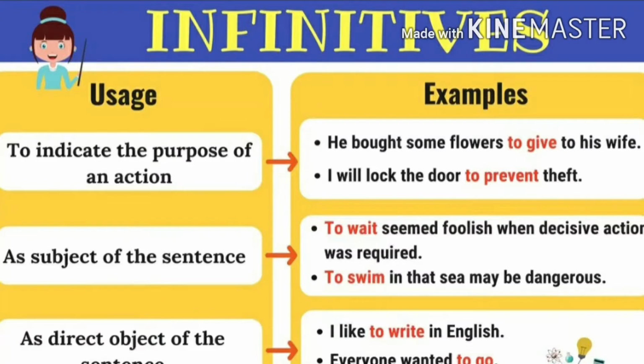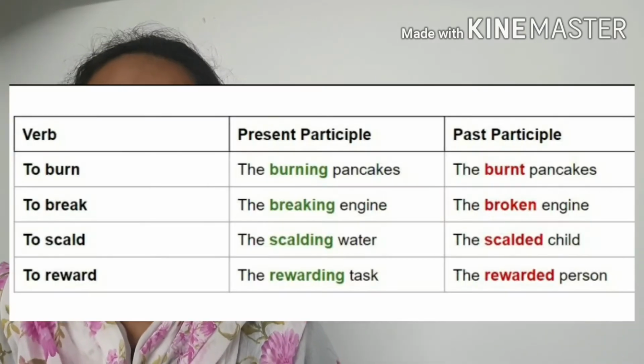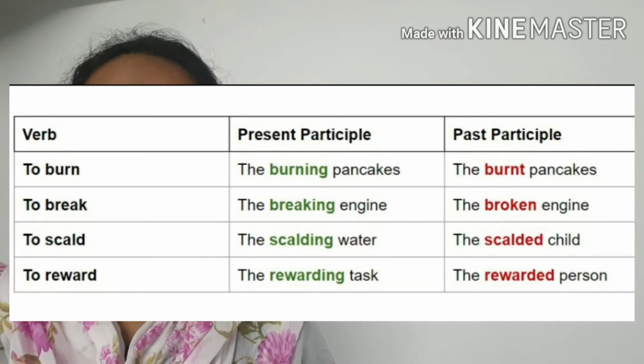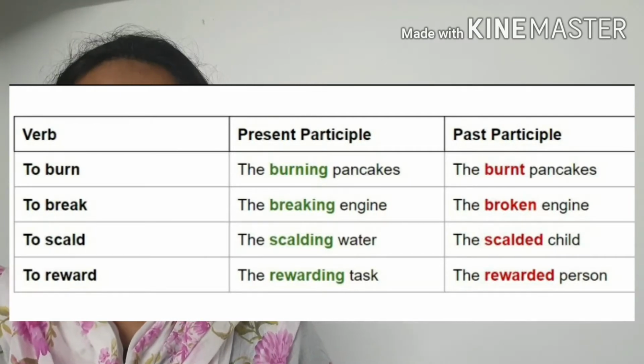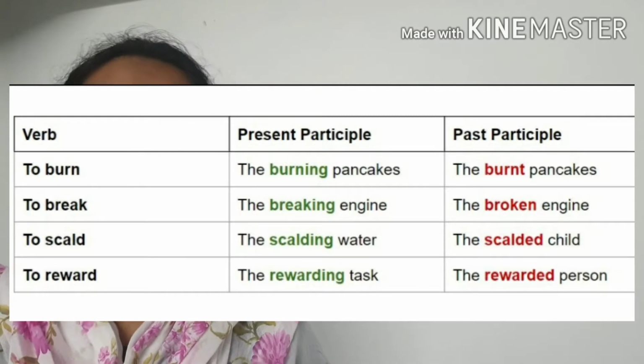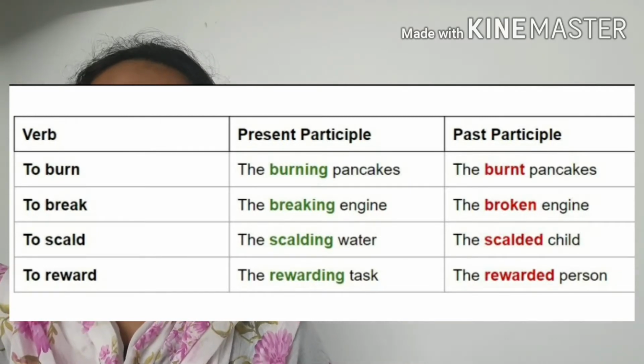Now infinitives. To plus verb is an infinitive. Example: I like to paint. To plus verb. Then participle. Participle is divided into two categories: the present participle as well as the past participle. The ing form used in the tenses to join continuous sentences is the present participle, and past participle is the ed and en form. So as I told you, the first one is participle, gerund and infinitive.